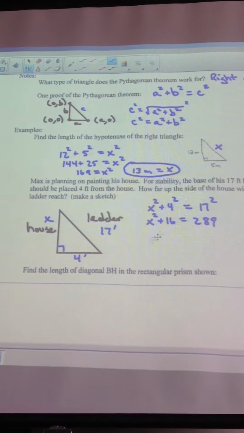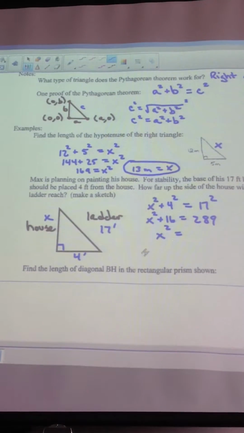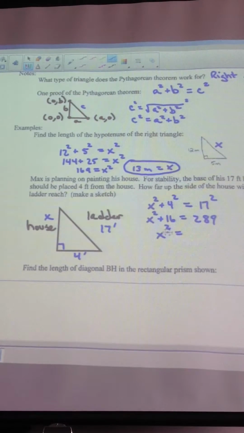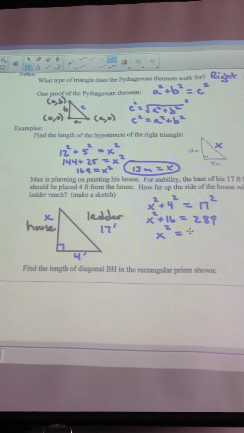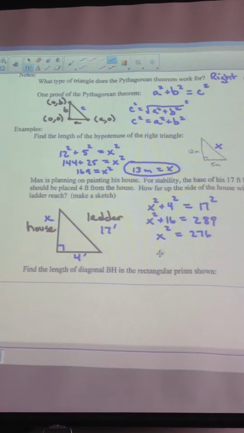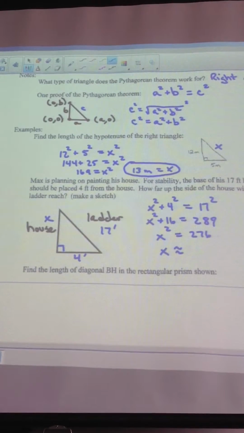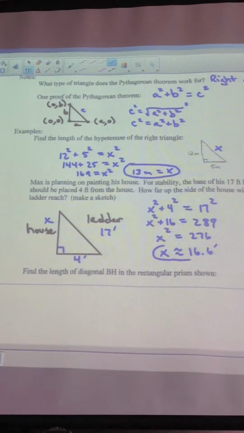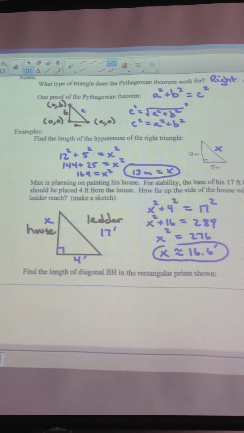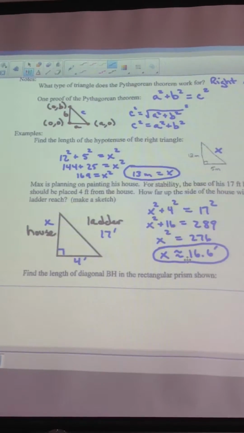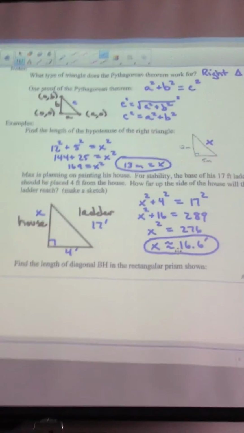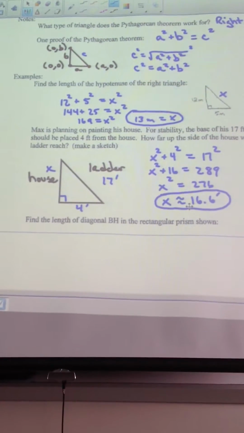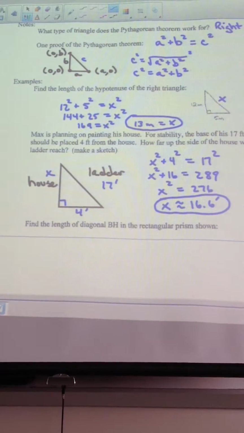If you square 17, you get 289, which gives me x squared equals, if you take 289 and you subtract off 16, you will get 276. Hit the square root button on your calculator, and we have an approximate answer of 16.6 feet. That is approximately how high up the house, so he can reach about 16 feet, 16 and a half feet up the side of the house. Maybe he's hanging Christmas lights. Or maybe he's got to fix a gutter.